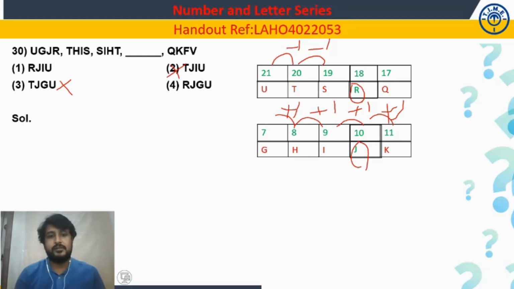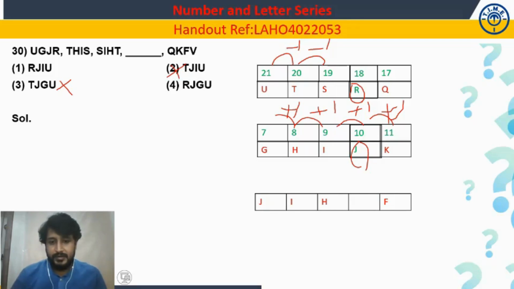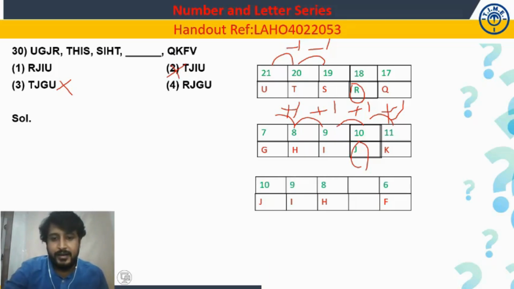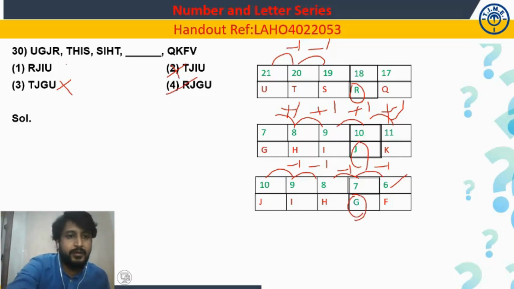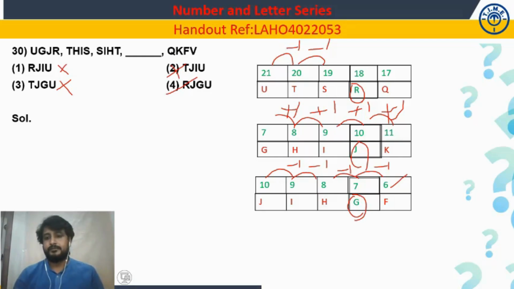Now identify the logic in the third letters. J I H blank F. Write the place values. J is 10, I is 9, H is 8, blank, 6. 10 and 9 minus 1, 9 and 8 minus 1, 8 minus 1 is 7, 7 minus 1 is 6, perfectly matching. So the logic is minus 1. So H minus 1 is 7. Which letter's place value is 7? G. So my answer should be R J G. So fourth option, not the first option. But we'll check with the fourth letter also. In the exam, don't do that, okay?